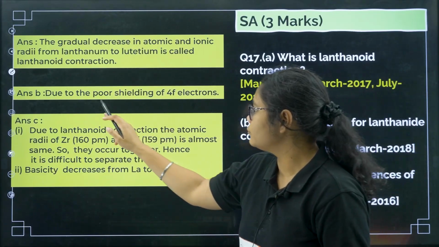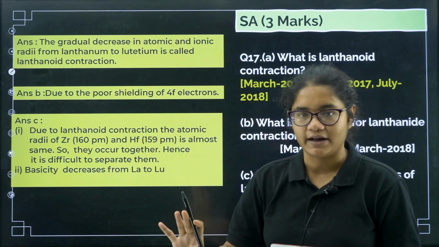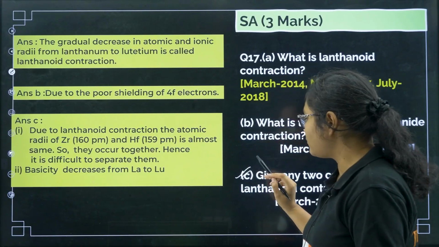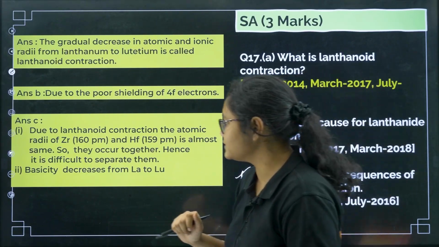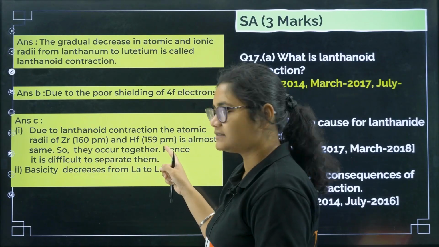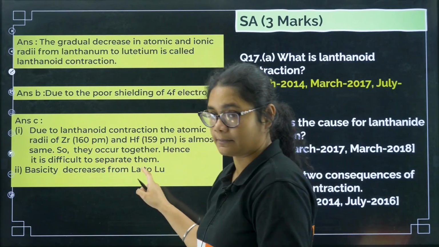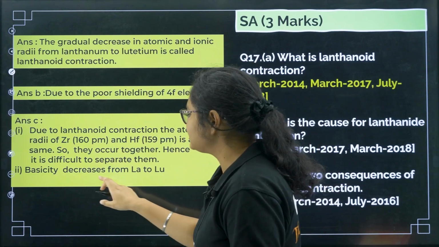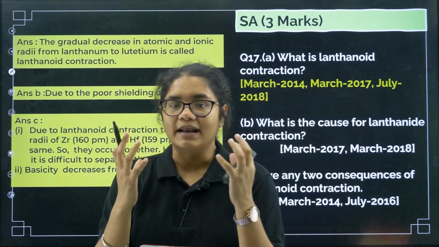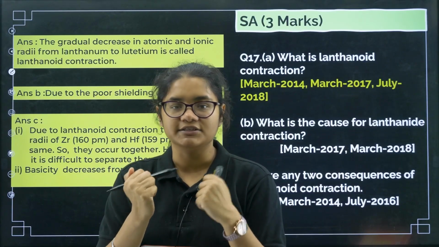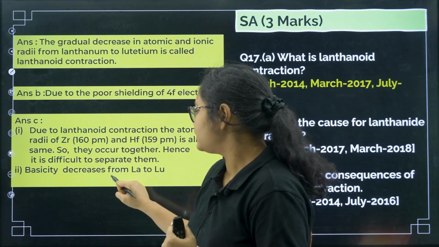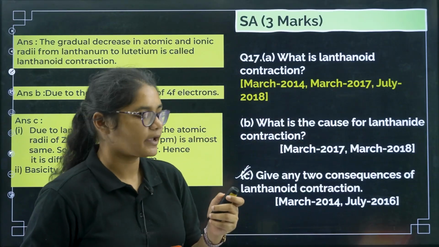What is the cause of that? Poor shielding effect of 4f electrons. We have already discussed these questions. Now consequences are very, very important. You can remember 2 to 3 consequences. The first one is that due to the lanthanide contraction, the atomic radii are the same, and that is why it is difficult to separate them. Second one is the basicity decreases from lanthanum to lutetium, okay, because the effective nuclear charge gradually increases, so it is very difficult to remove OH- ions, so that is why basicity decreases, okay.